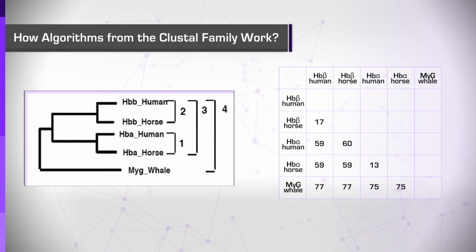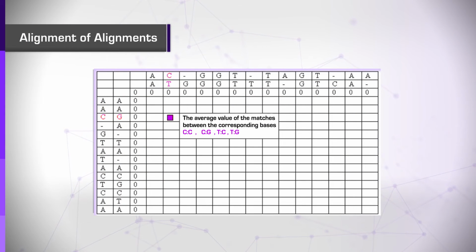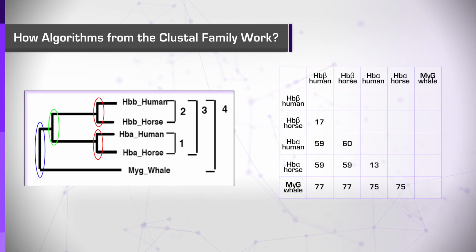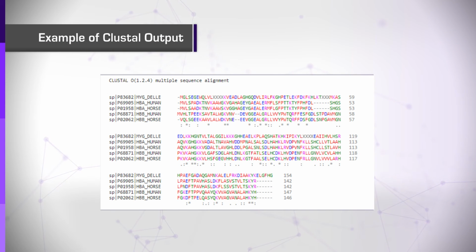In this example, the algorithm decided, based on the matrix distances, to start by aligning the alpha chain of human and horse, then aligning the beta chains of human and horse to each other, then aligning these two alignments to each other. Alignment of alignments can be done by a variation of the standard edit distance algorithm. The final step is to align the whale myoglobin to the previous 4 sequences, which are already aligned. At the end of this process, we obtain an alignment of all 5 sequences into a common framework.